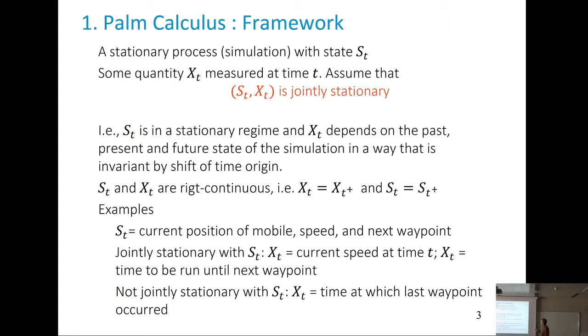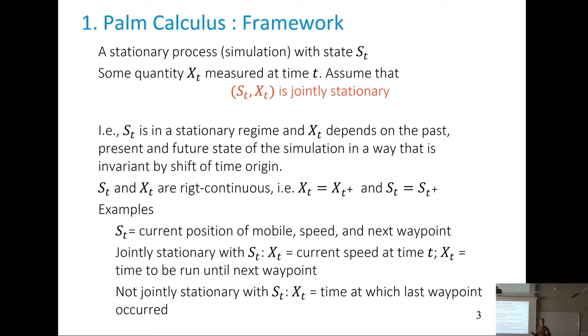We assume that time calculus applies to stationary processes. When we have done simulation, we have seen that a simulation is typically not always stationary. Even if it is stationary, it is typically not so at the beginning, so we need to remove a warm-up phase. So this applies to something like a simulation after removing the warm-up phase. So I assume I have a simulation that has a stationary regime and from which I've eliminated the initial transients, and I call S(t) the state of the simulation.